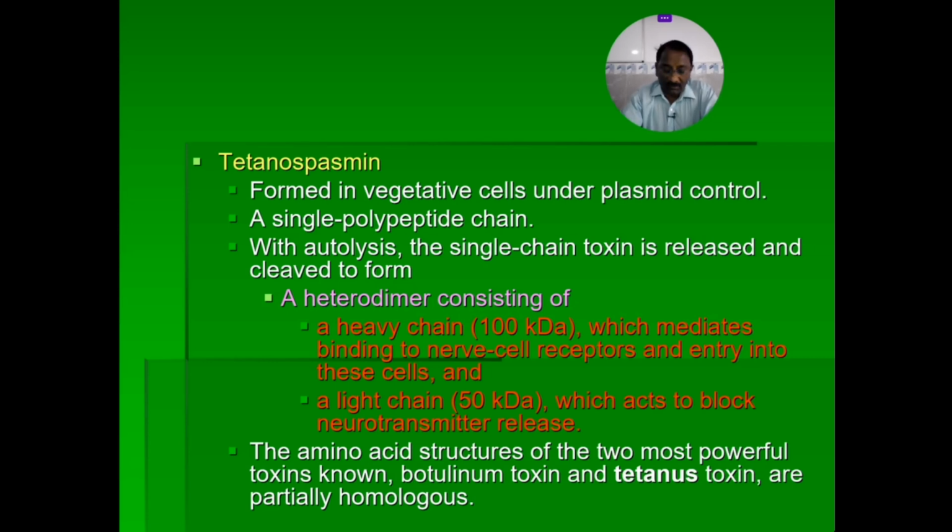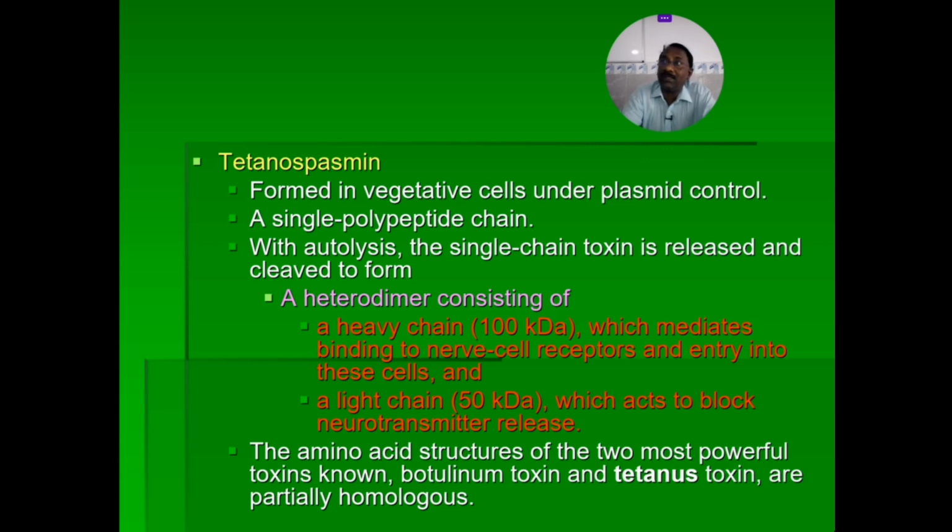This tetanospasmin, a neurotoxin, is formed in the vegetative cells under plasmid control as a single polypeptide chain. It has two chains, a heavy chain and a light chain. The heavy chain mediates the binding to the nerve cell receptors and entry into these cells, and the light chain acts to block neurotransmitter release. So your GABAergic presynaptic pathways will be blocked, and there will be more and more catecholamine release, causing tachycardia, tachypnea, hypersweating, spasms, etc. Finally the person goes into respiratory failure.